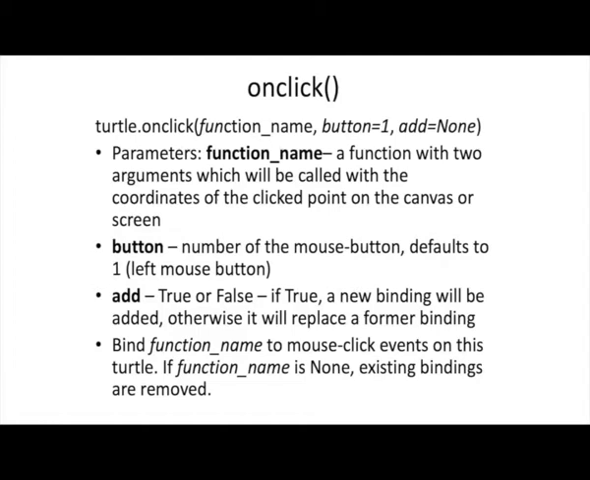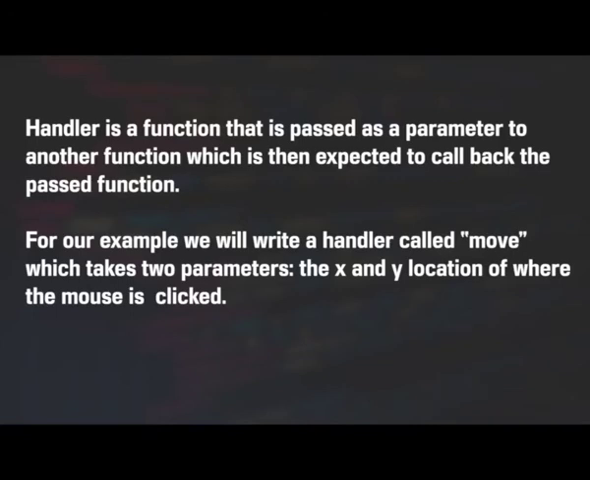Suppose we want to write a turtle program where we have the turtle respond to a mouse click. That is, whenever a user clicks over the turtle, it will move forward by 180 units. The big question in event driven programming is, how do we connect an event with our program? The answer is by handlers. A handler is a function that is passed as a parameter to another function, which is then expected to call back the passed function. For our example, we will write a handler called move, which takes 2 parameters, the x and y location of where the mouse is clicked.